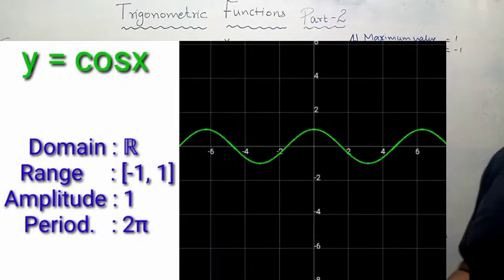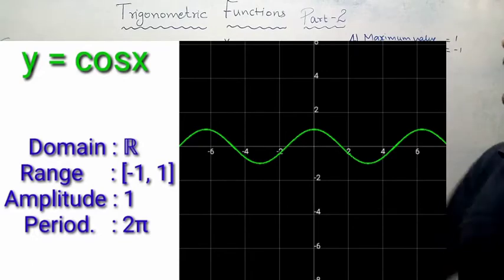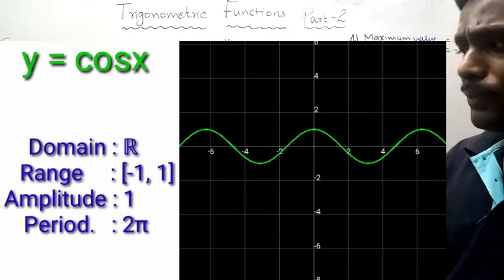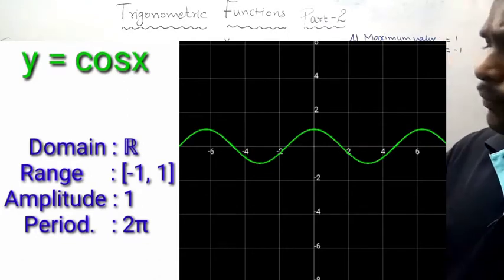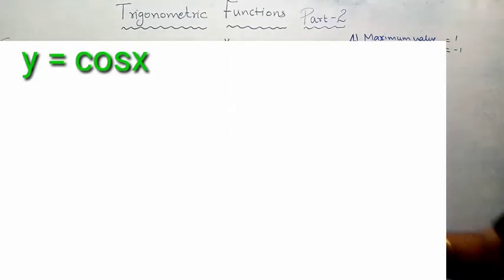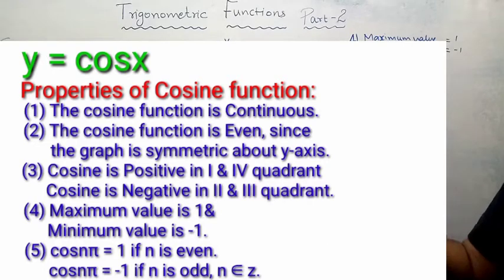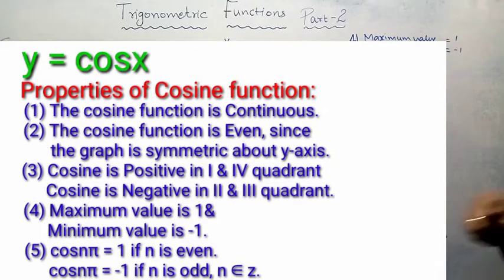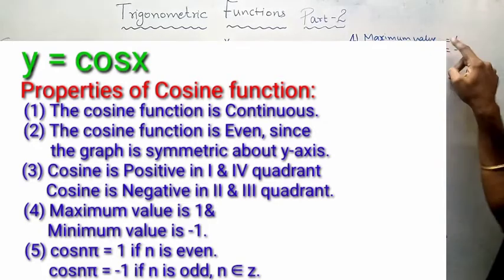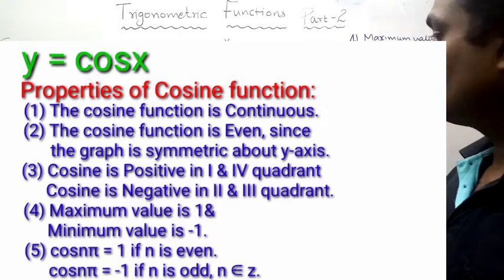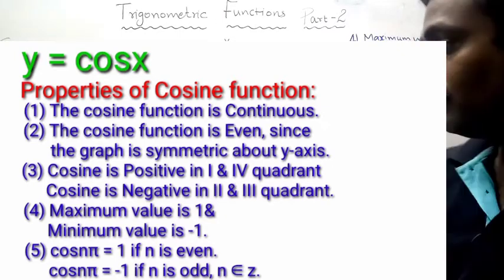We have many properties of the cosine curve, but here we discuss particularly the domain, the set of all real numbers; the range, maximum 1, minimum minus 1; amplitude 1 unit; the period is 2 pi. About the properties, it is a continuous function and it is an even function, symmetrical about the y-axis. Cos x is positive in the first and fourth quadrants, and negative in the second and third quadrants, with maximum value 1 and minimum value minus 1. Fifth point, cos n pi: even pi gives plus 1, odd pi gives minus 1.